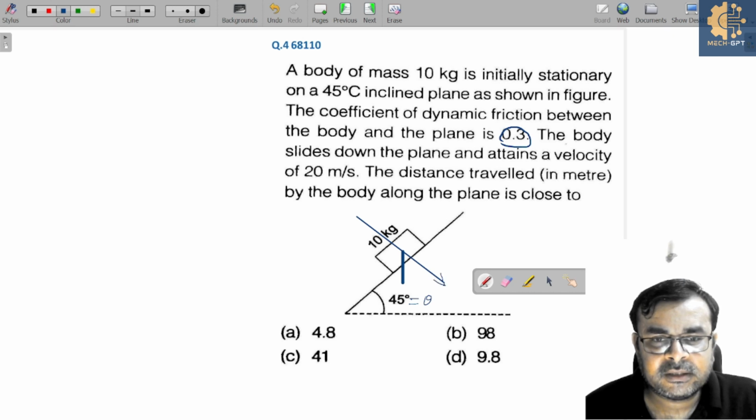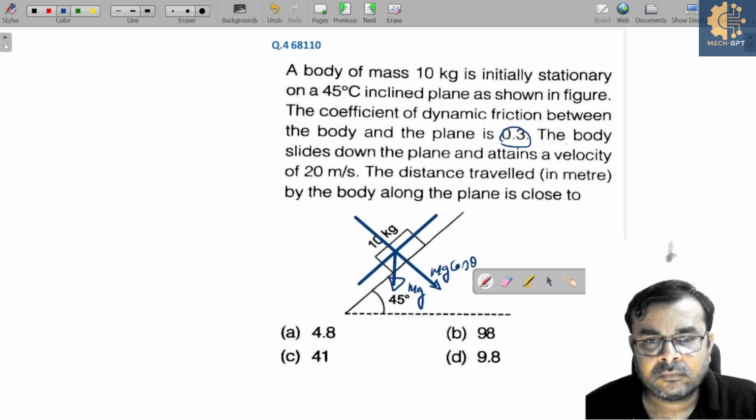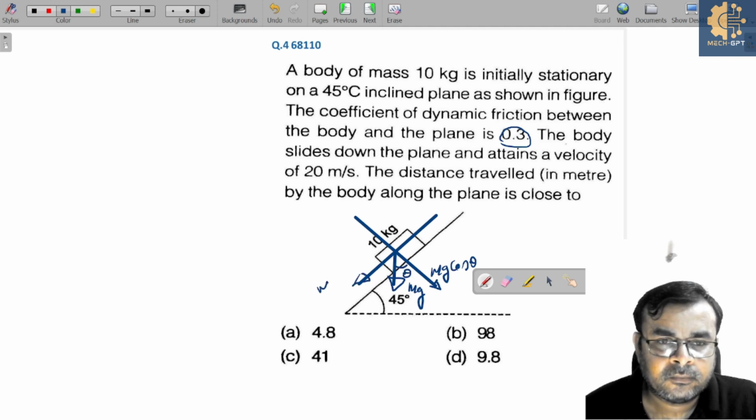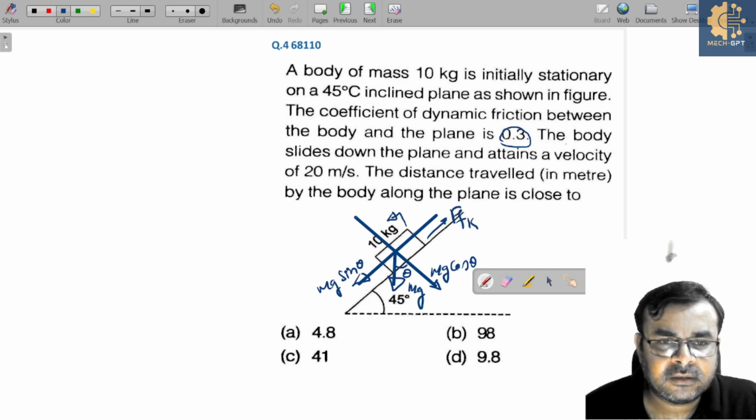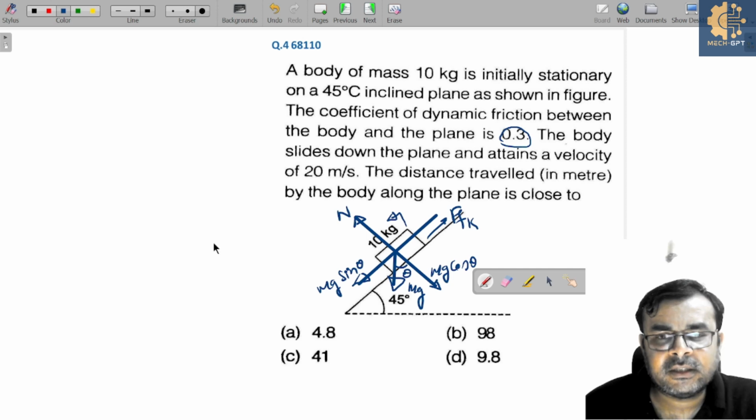So obviously this is mg, and what about this angle? This is theta. So mg cos theta, this angle is theta, and this is mg sin theta. And obviously this block is trying to move along this direction. So frictional force acts here, and this is kinetic friction. And let's say this is n.